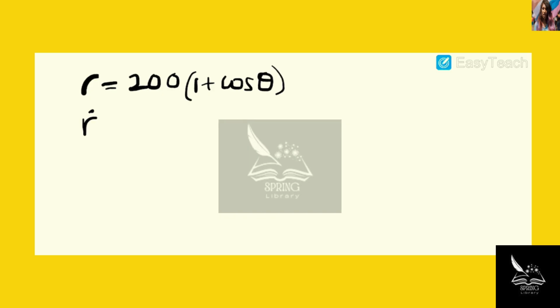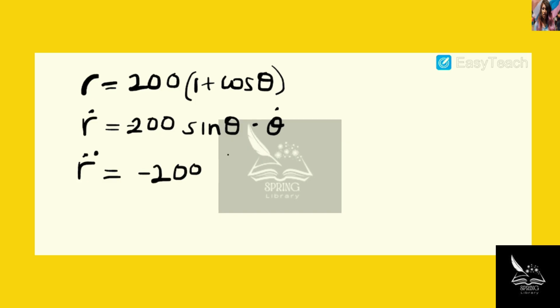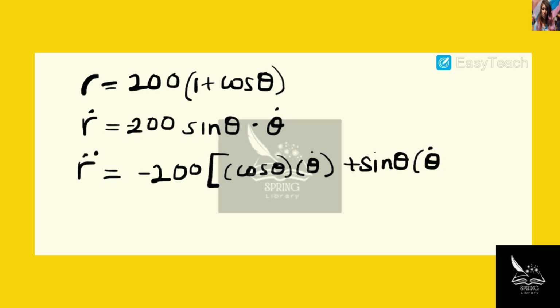So what we're going to do first is calculate the first and second time derivatives of r. So we know that r is equal to 200 times (1 plus cos theta). And we can see that r dot is equal to negative 200 sine theta times theta dot. Then we know that r double dot is equal to negative 200 times the quantity cos theta times theta dot squared plus sine theta times theta double dot.